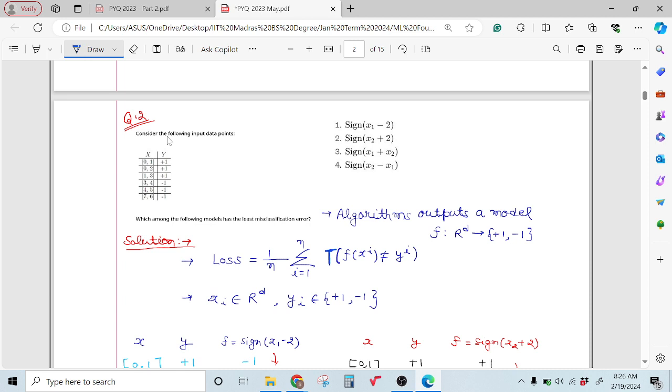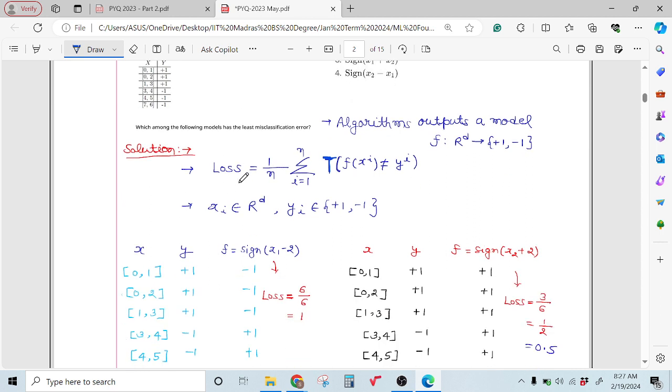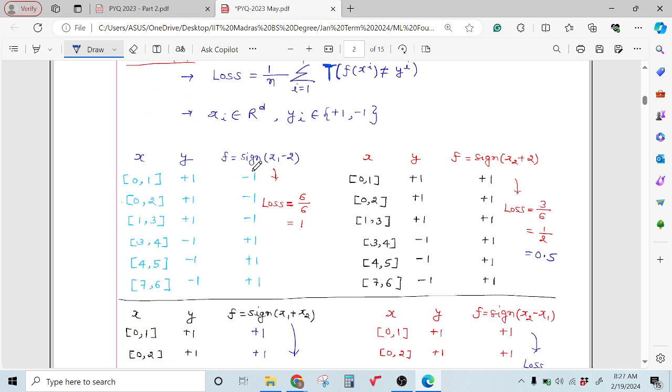So the formula for calculating a loss for such type of classification is 1 by n, sigma summation from i equal to 1 to n, of a boolean expression, where if f(xi) does not equal yi, then we will count this as plus 1. Okay, so you can understand this formula better in an example while solving the problem. So I will explain the process to calculate the loss.